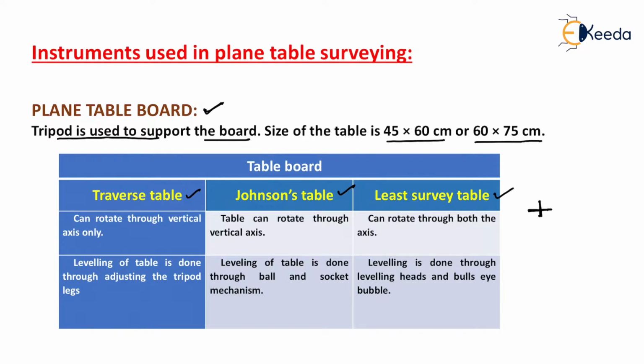Now leveling of the table is done by adjusting the tripod legs in the traverse table. It means that for the leveling of the table in case of traverse table we have to adjust the tripod legs, but in case of Johnson's table there will be a ball and socket mechanism for the leveling of that table, and in case of the survey table leveling is done through leveling heads and bullseye bubble. It means that in the survey table there will be a leveling head, that is foot screws, as well as one bullseye bubble through which we can do the leveling of the table.